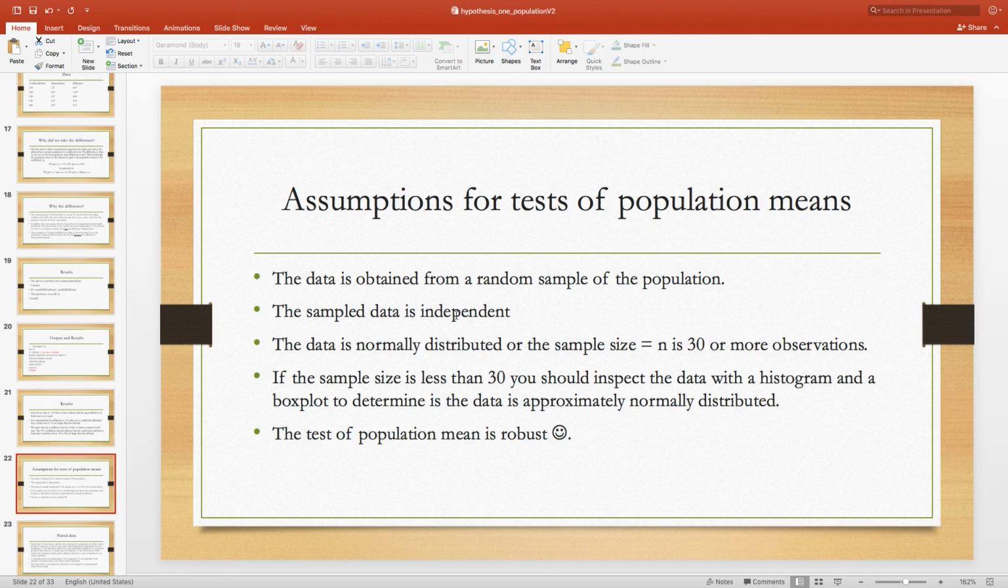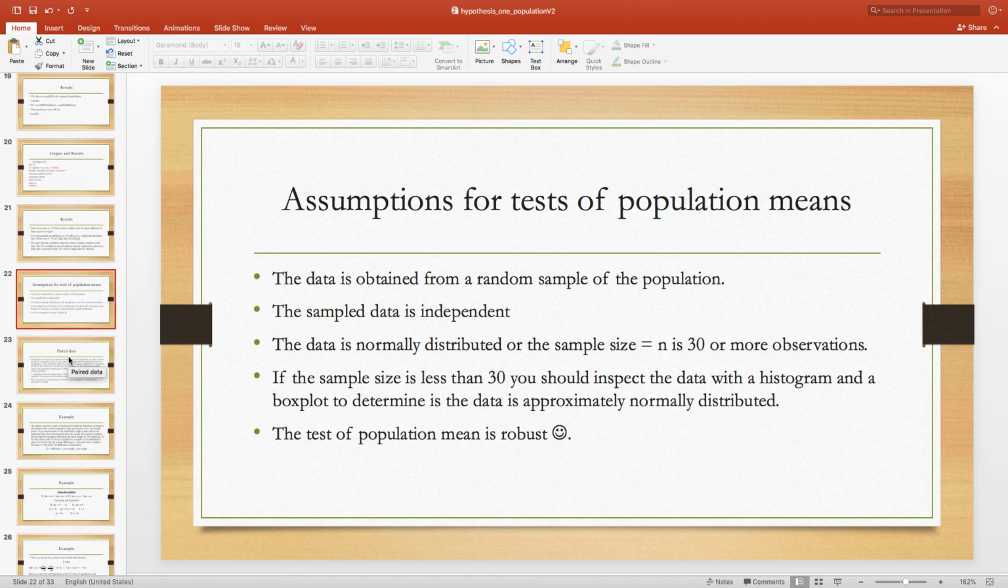Now, if I'm going to do a test of hypotheses, you should know when you should apply it. And these are the assumptions. The data is obtained from a random sample of the population. The sample data is independent. The data is normally distributed, or the sample size is sufficiently large. And if the sample size is less than 30, you should inspect the data with a histogram and a box plot to determine if it's approximately normal. And keep in mind that minor violations of these assumptions are okay, because the test for population means is robust. Okay, so that's a very nice thing.